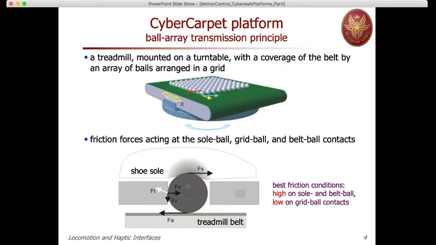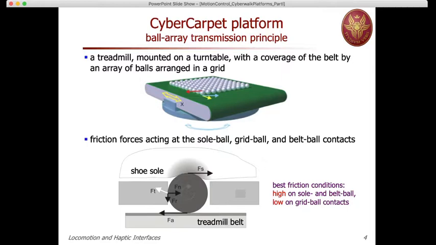So the platform is constituted by basically a treadmill, and on the top figure you can see the green belt that will move back and forth along the direction of the treadmill. And this treadmill is mounted on a turntable, so it can rotate. So the main axis of the treadmill would rotate. Now this rotation, however, is not the one that reaches the user, who will stand on top of the platform.